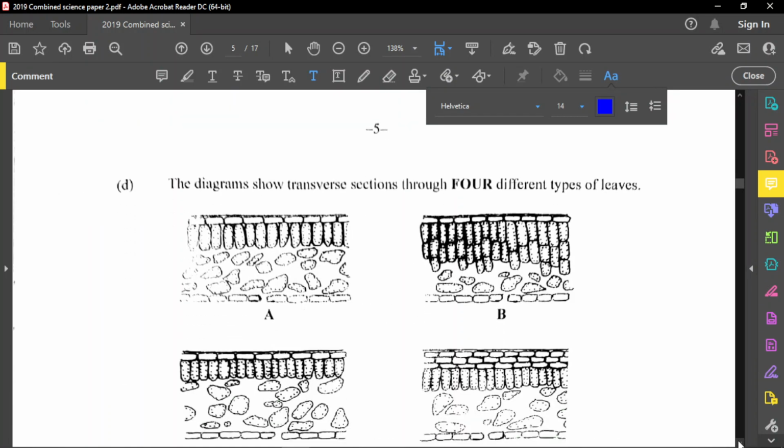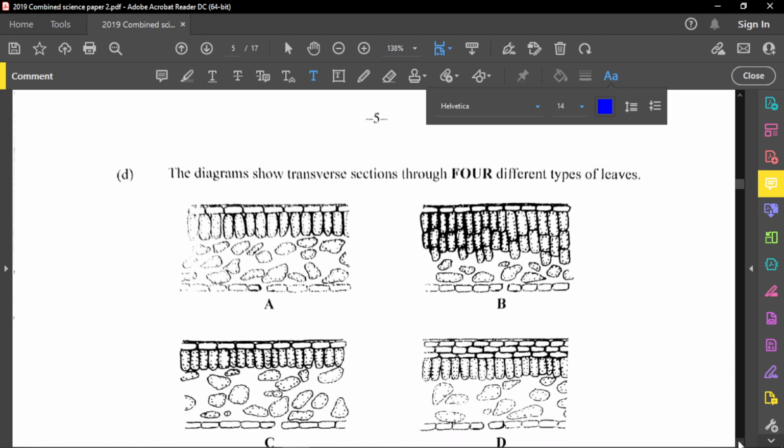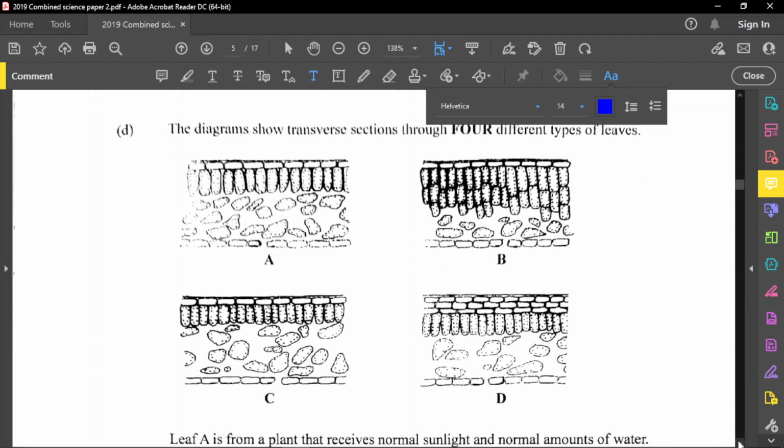I have a part D of this question. It says diagrams show transverse sections through 4 different types of leaves, and look at leaf A, B, C, and D. Notice that they are different in their structures because of different layers. But let's read the question first to see exactly what is asked of us.